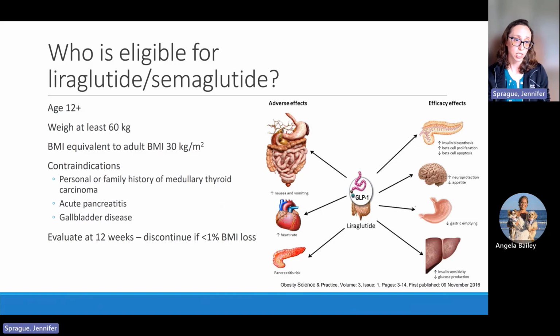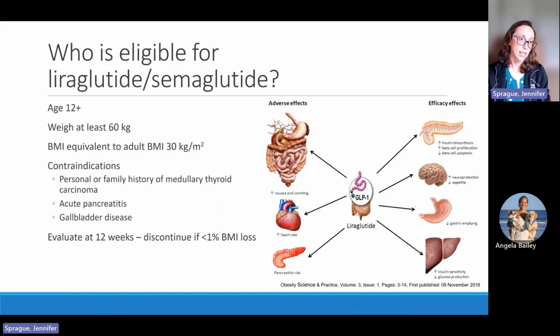It takes time to get to the full treatment dose. You start at a low dose and you up-titrate to minimize symptoms, side effects. But after 12 weeks on the full dose, you are recommended to discontinue if the BMI loss is less than 1%. These are diabetes drugs, so they do increase insulin biosynthesis, increase beta cell proliferation, they slow gastric emptying, they improve insulin sensitivity, and they decrease appetite.